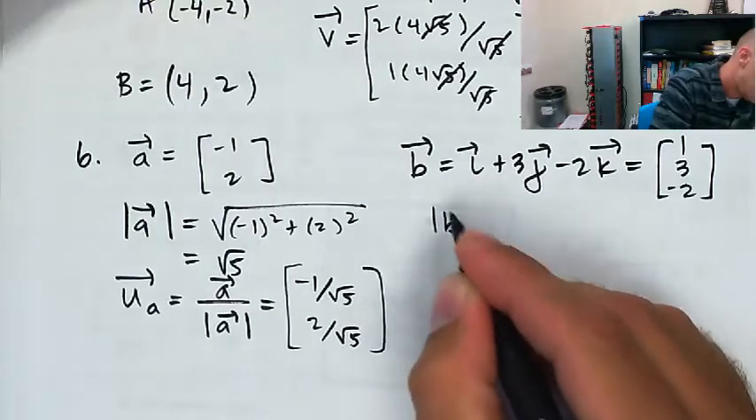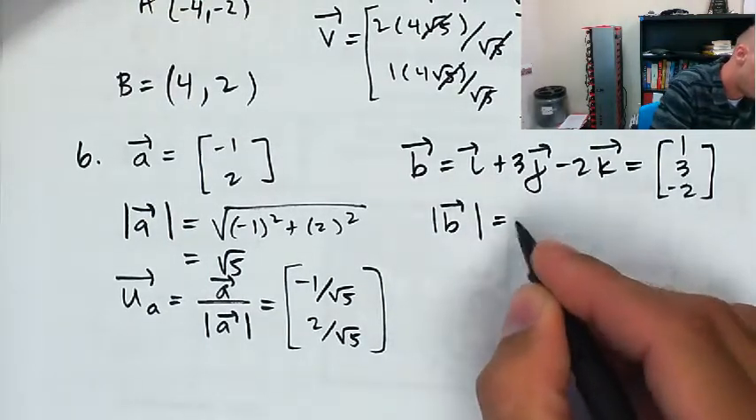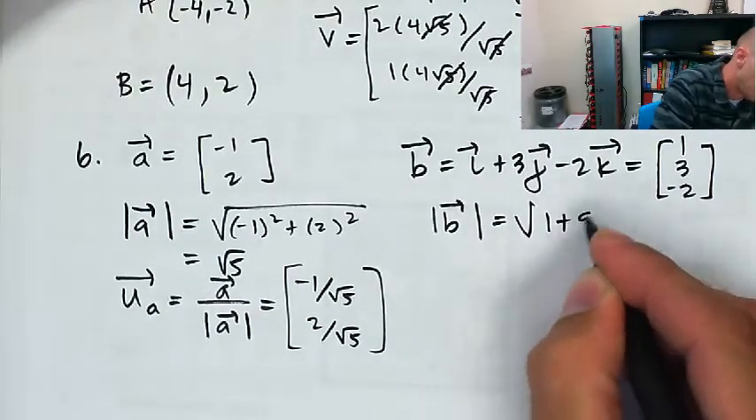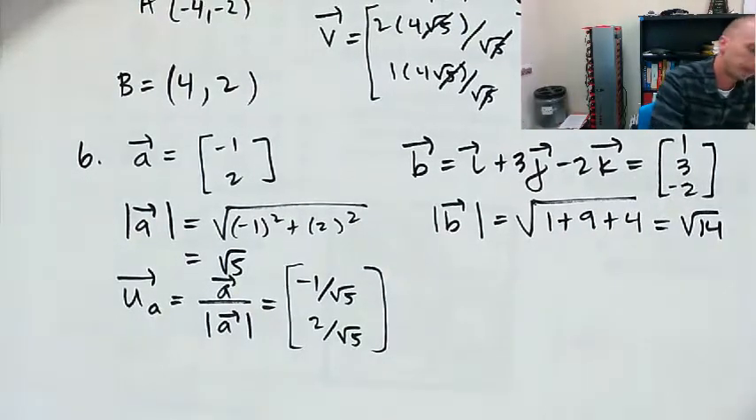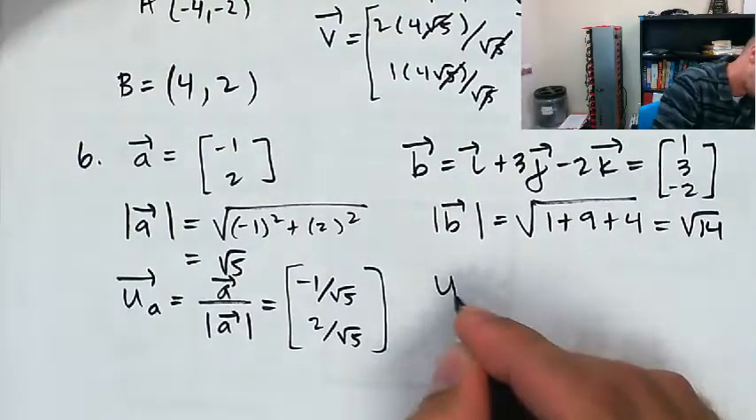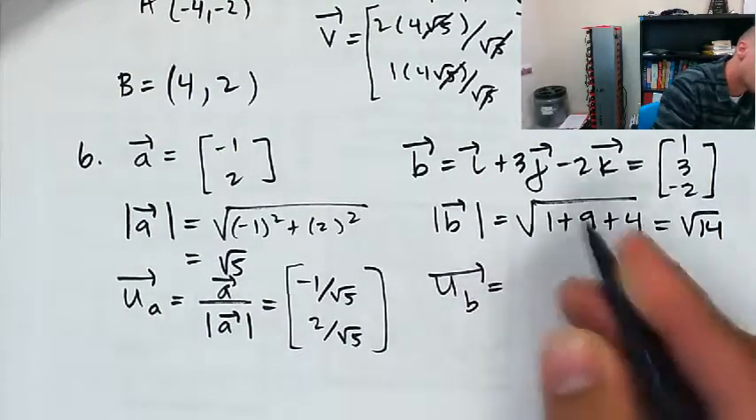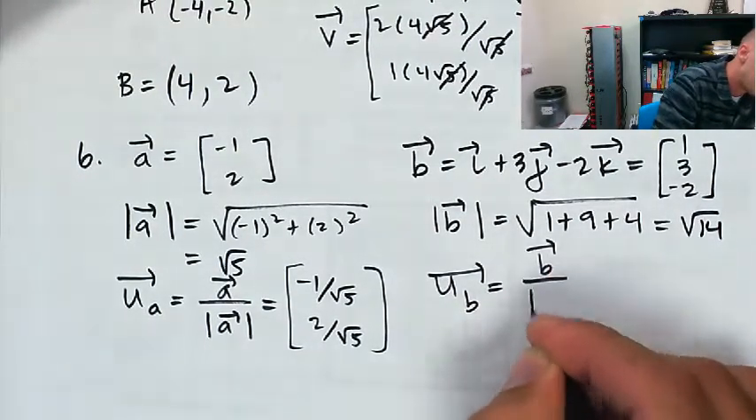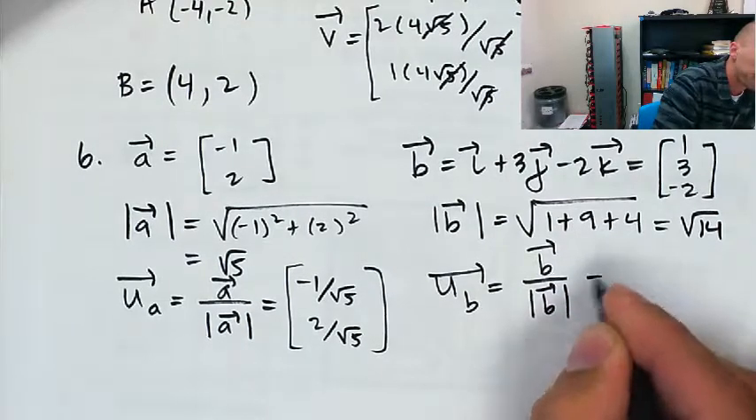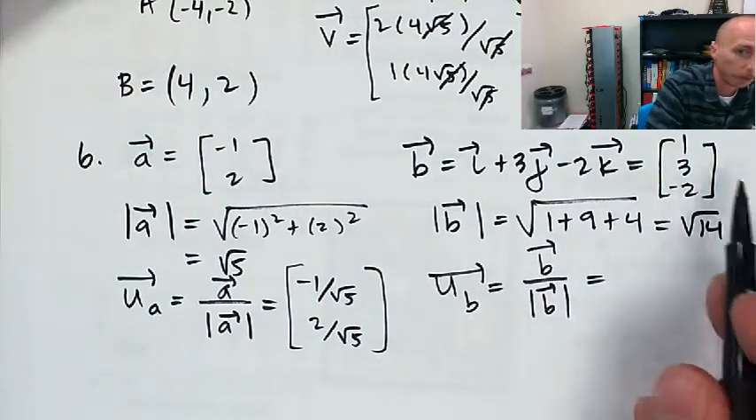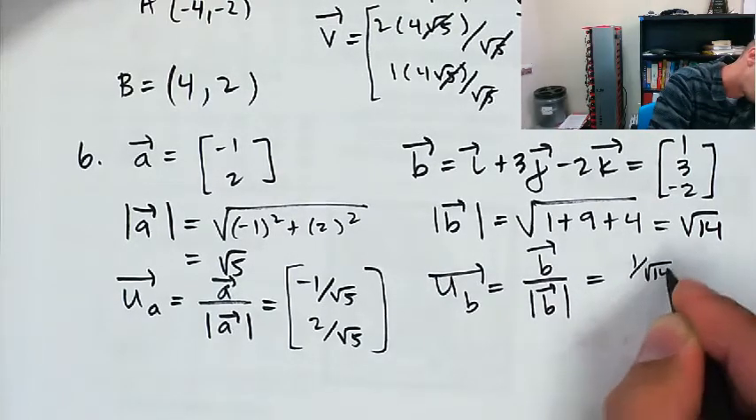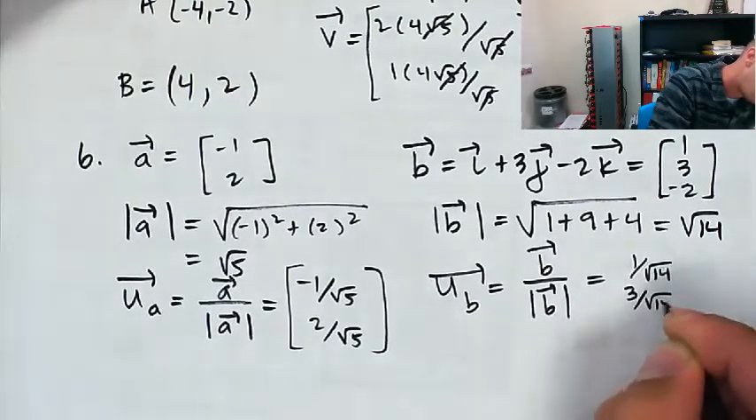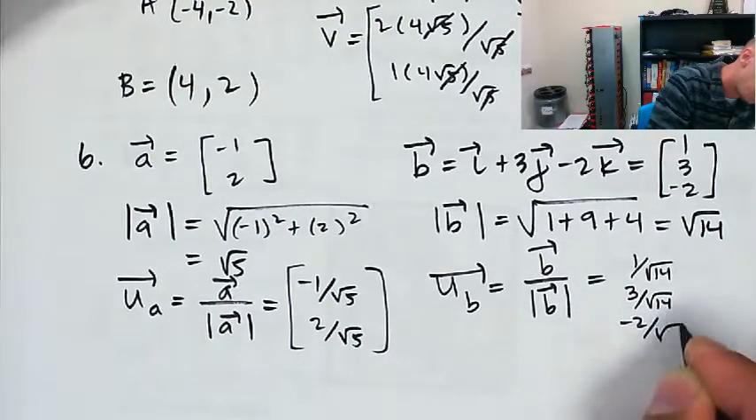So length of b is equal to the square root of 1 plus 9 plus 4. That's going to be the square root of 14. The unit vector in the direction of b is going to be b divided by the length of b. So I'm going to take the components of this and divide by the square root of 14. So I'll have 1 over the square root of 14, 3 divided by the square root of 14, and negative 2 divided by the square root of 14.